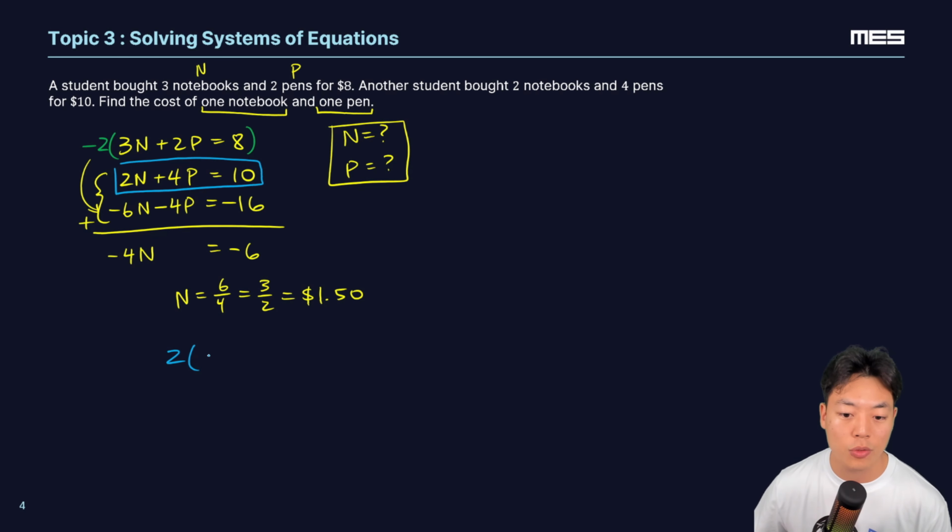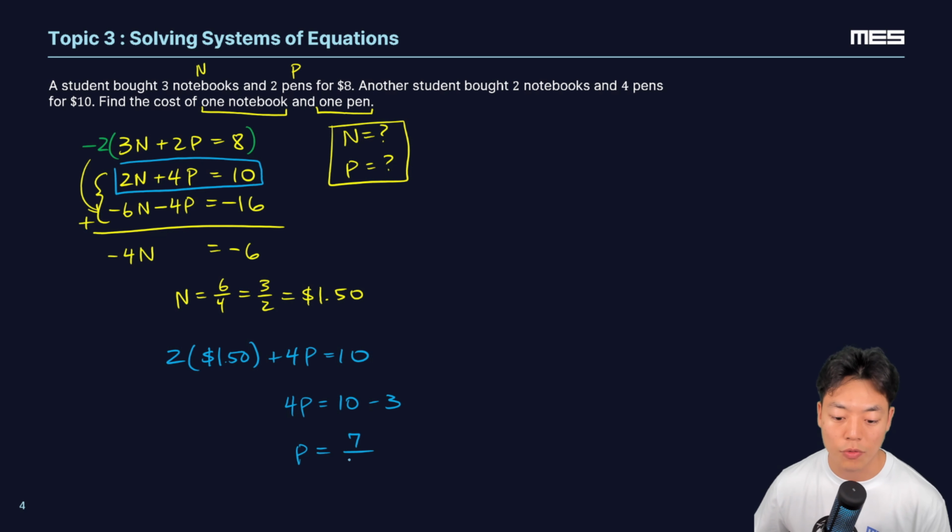So I'm going to plug it into this blue box equation. That gives us 2 times $1.50 plus 4p is equal to 10. That's equal to 3, so 4p will equal 10 minus 3 once it flips to the other side of the equality. So now p is equal to 7, which is 10 minus 3, all over 4. And that is equivalent to, in money form, $1.75.